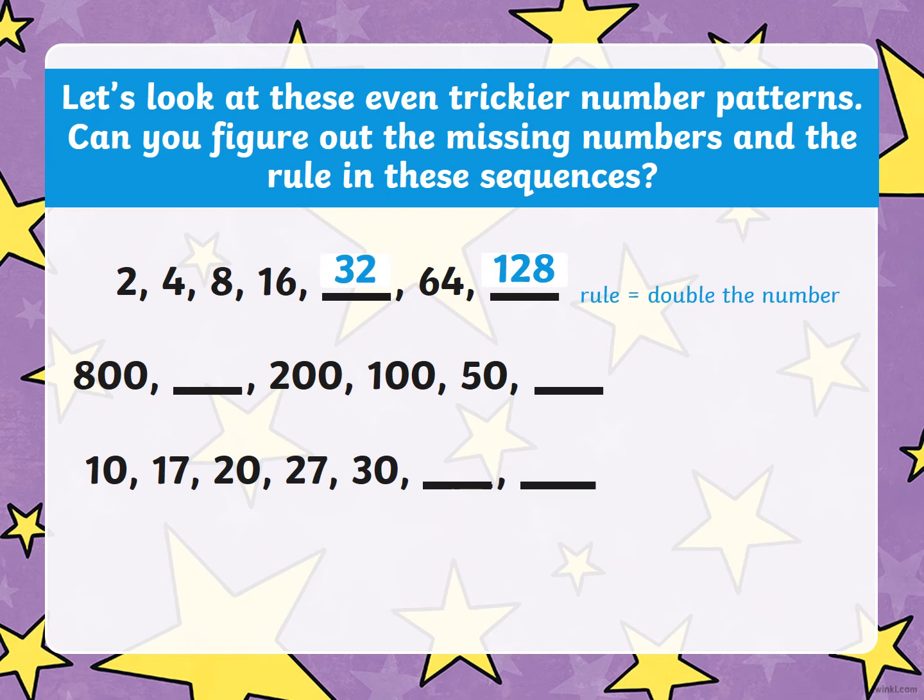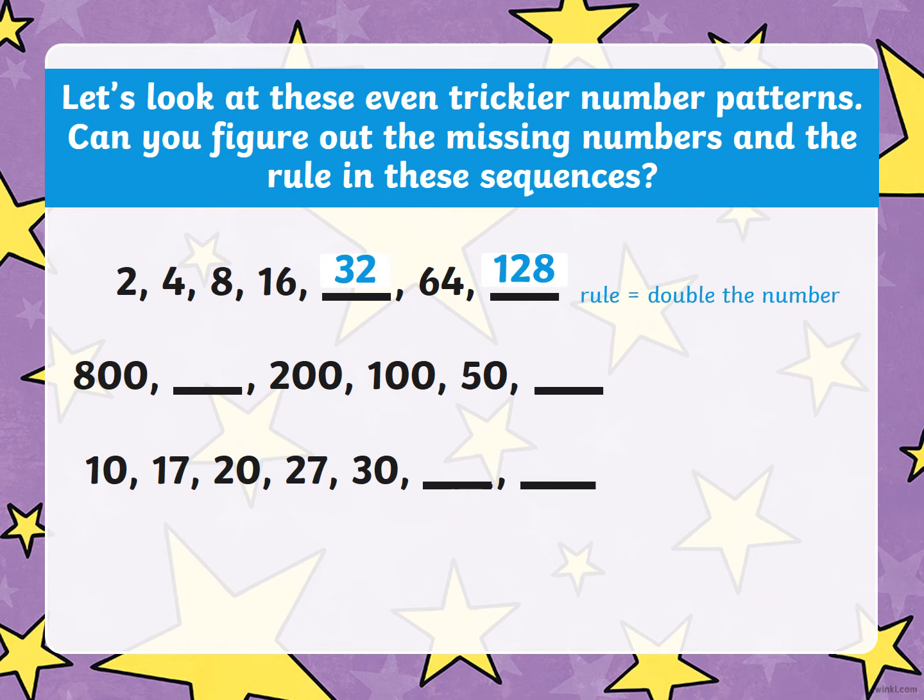So each time you're doubling. We add 2 to get from 2 to 4. We double 2, which is 4, so we add 4 to get from 4 to 8. And then we double the 4 and we add 8 to the other 8 to get to 16, and so on. So the rule is to double the number, okay? Now don't worry if you found these a bit tricky. These are more like spiciest ones, okay? So let's look at the next one.